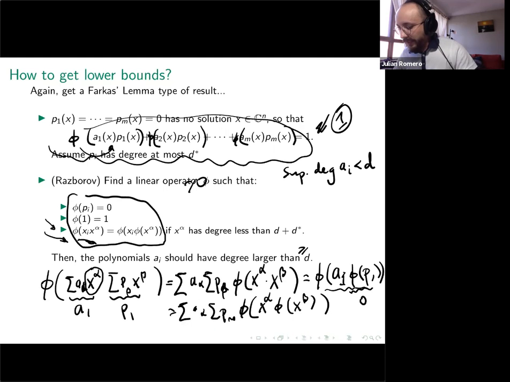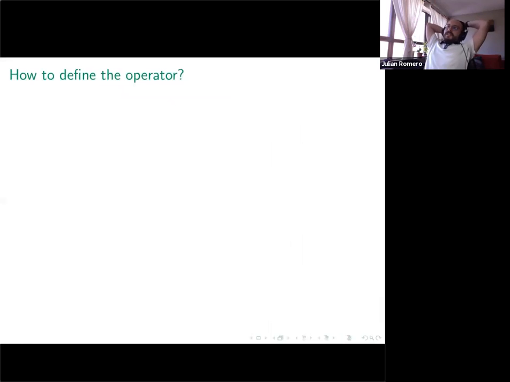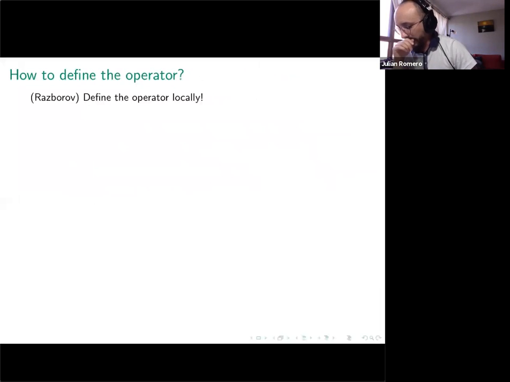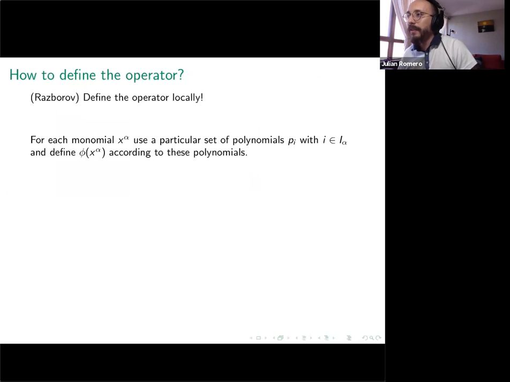Okay, so now the idea is, nice, this is one way, but how can you actually define that operator? And this is the hardest part here. So how do you do it? The idea, again, as an idea of Razborov, is to actually define the operator locally. What do I mean by that? Instead of defining it globally, I'm going to define it for each particular monomial of degree at most D, and then for the rest, I'm going to set it equal to 0.